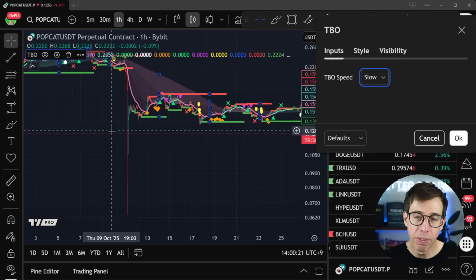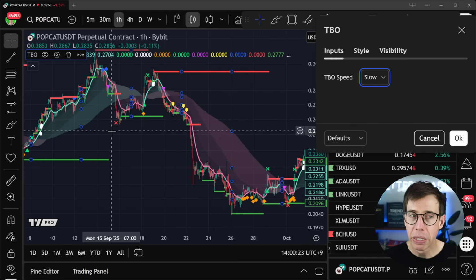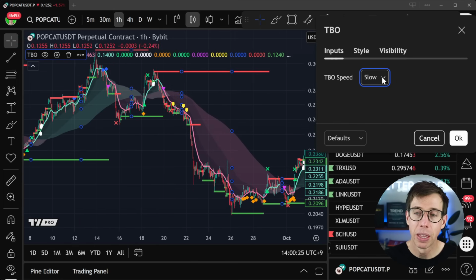So there are benefits and there are drawbacks to this, but essentially one way you can think about it is that the slow speed multiplies the time frame. So when we're looking at the hourly with the TBO speed of slow, this is basically looking at the hourly time frame like maybe it's the 12-hour time frame. Maybe I'm just kind of guesstimating. So the inverse is also true.